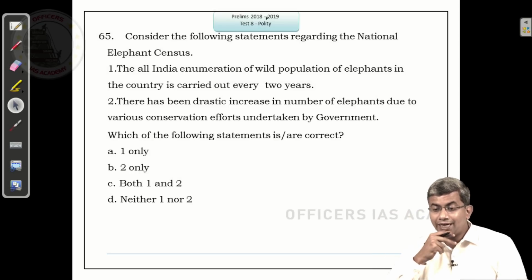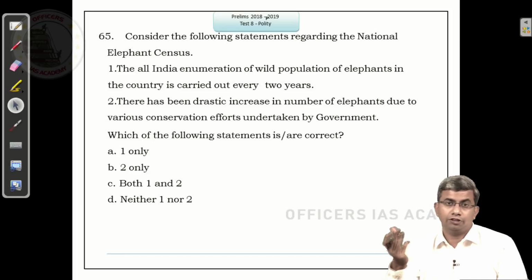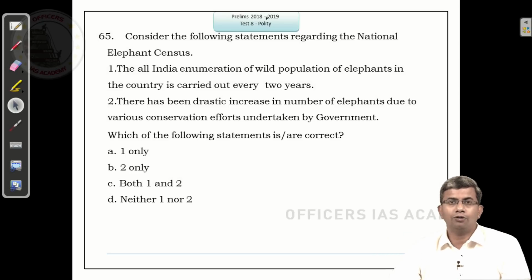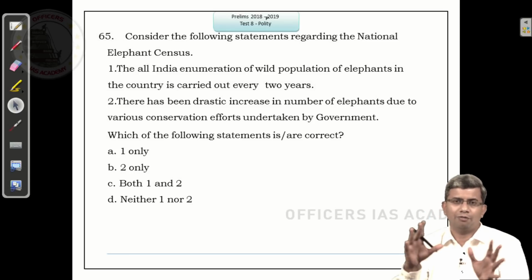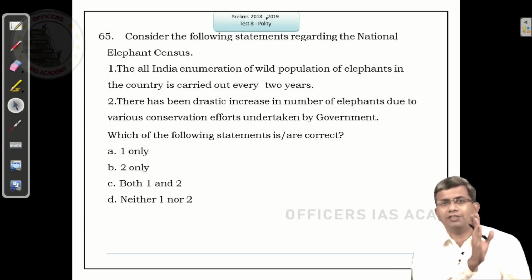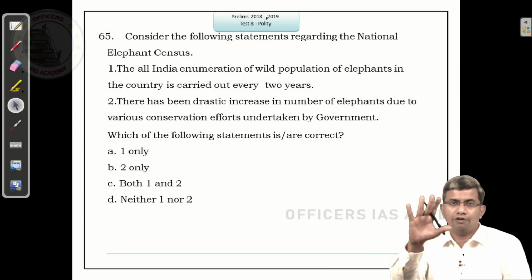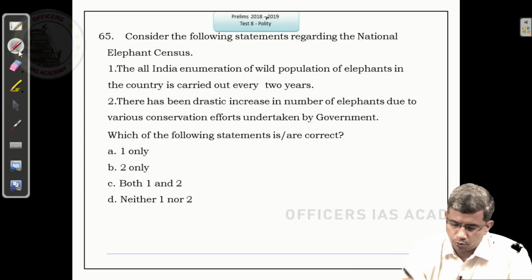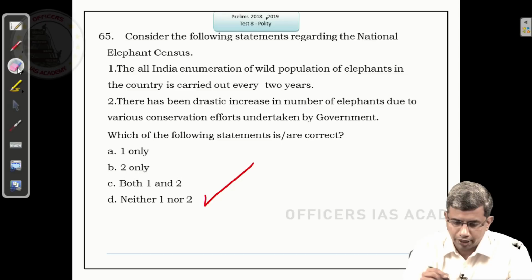There has been drastic increase in the number of elephants due to various conservation efforts undertaken by the government. Wish that was true. But actually from 30,711 to 27,312. You don't have to remember those numbers, but you should be aware that the wild elephant population has reduced. It's conducted once every 5 years and it has actually reduced. So the correct answer is neither 1 nor 2, right?